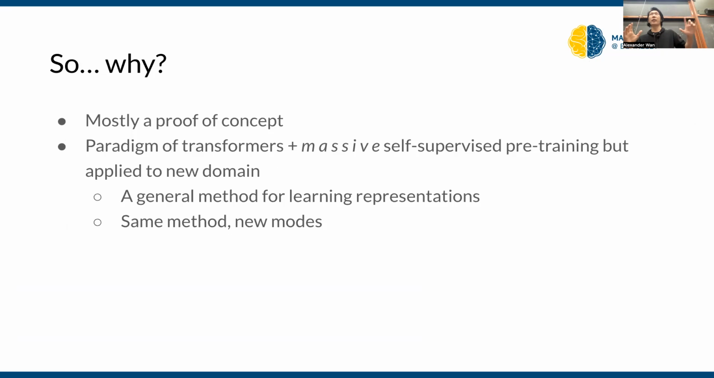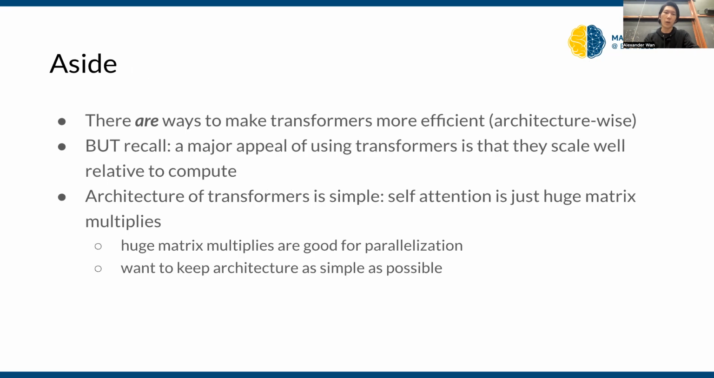The point is mostly as a proof of concept, right? This paradigm of transformers and massive self-supervised pre-training will apply to a completely new domain. We used this paradigm of transformers and a ton of unlabeled pre-training data with text, and that worked really well. But now we want to apply it to images, right? So we see that it does work, but we do need a faster way to do it. This isn't going to work for any downstream applications.